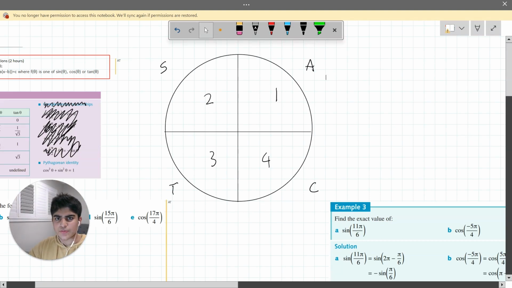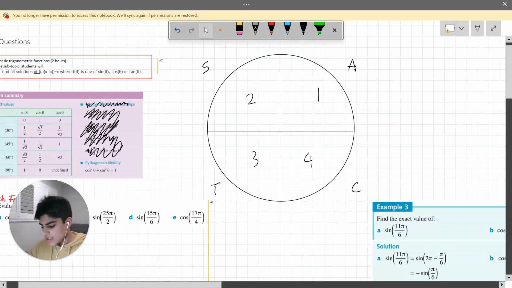Episode 2, Symmetry Properties in the Pythagorean Identity. Let's get started. So let's start off with symmetry properties. The unit circle is divided into 4 quadrants.